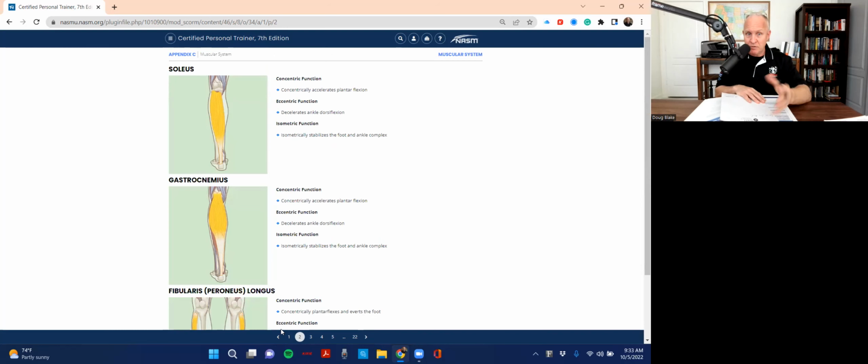Do you remember? Don't look at the screen. Anterior tibialis, posterior tibialis, soleus, gastroc, peroneus. Okay, there's five muscles NASM wants you to essentially know in the lower leg. It includes the different compartments: posterior, anterior, lateral. Okay.